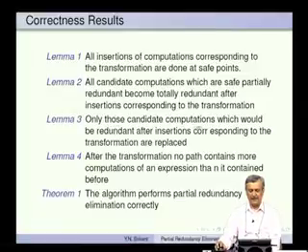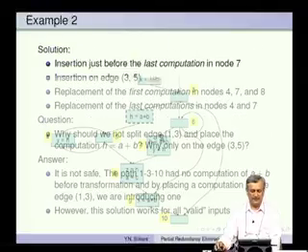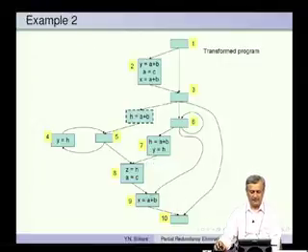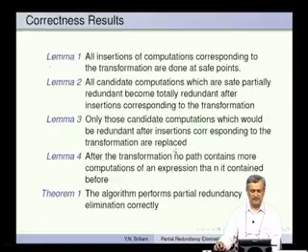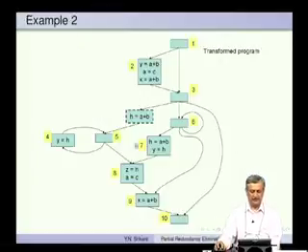Only those candidate computations which would be redundant after insertions corresponding to the transformation are replaced. So, this is again true because otherwise we would have replaced this also, and that is not true, right. So, they should become completely redundant. Here this does not become redundant. A equal to C makes sure that we have to recompute this all over again, and this also does not become redundant because A equal to C is modifying A.